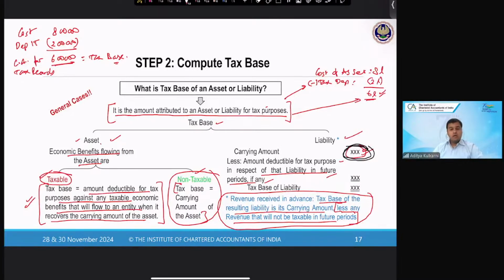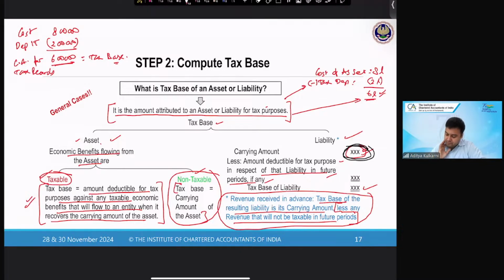Definitely. Okay, fine. When we talk about liability, the tax base is the carrying amount minus the amount deductible for tax purposes in respect of that liability in future periods, if any. So that gives you your tax base of a liability. Are we okay with this? Okay, sir. Yes. All right.